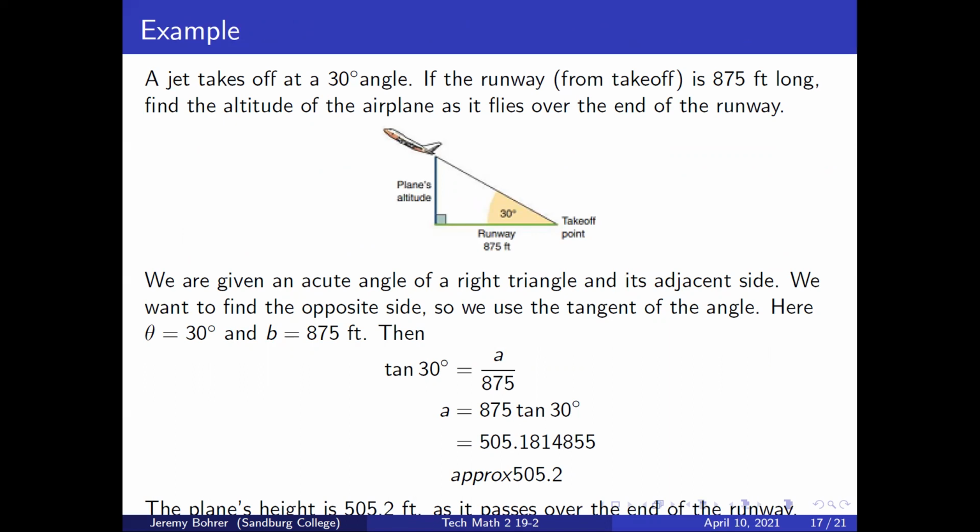A jet takes off at a 30-degree angle. If the runway from takeoff is 875 feet long, find the altitude of the airplane as it flies over the end of the runway. We are given an acute angle of a right triangle and its adjacent side. We want to find the opposite side, so we use the tangent of the angle. Here, theta equals 30 degrees and B equals 875 feet. So tangent of 30 degrees equals A over 875, which means A equals 875 times tangent of 30 degrees, which is about 505.2. The plane's height is 505.2 feet as it passes over the end of the runway.